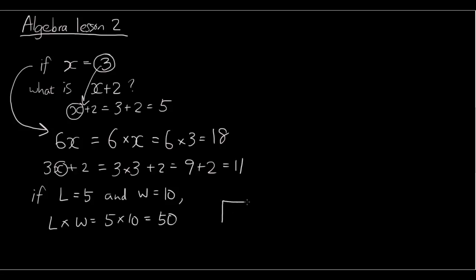So if we have a rectangle, so this is a rectangle where we have right angles in all four corners, and let's say we have the length and the width, then the area is length times width. So if you have learned this one before, you have actually used a lot of algebra already just by substituting the numbers into an equation.